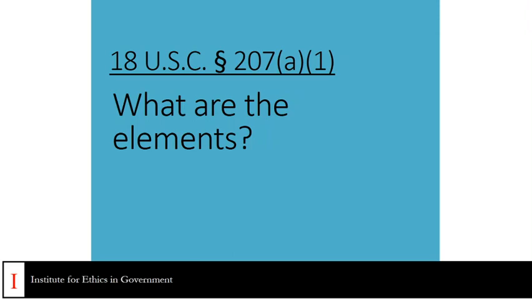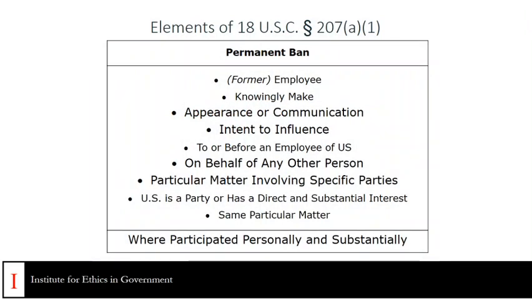So what are the elements of 18 U.S.C. Section 207(a)(1)? We've broken out the (a)(1) provision and its elements into this chart. (a)(1) is a permanent bar, and it prevents a former employee from knowingly making any appearance or communication with the intent to influence to or before an employee of the United States if that communication or appearance is on behalf of any other person.